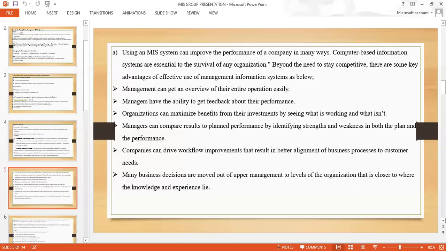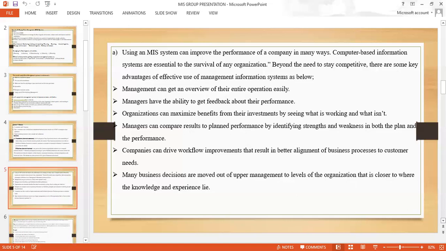Using an MIS system can improve the performance of a company in many ways. Computer-based information systems are essential to the survival of an organization. Beyond the need to stay competitive, there are some key advantages of effective use of management information systems, as below.